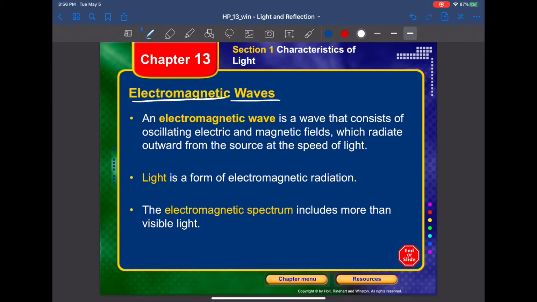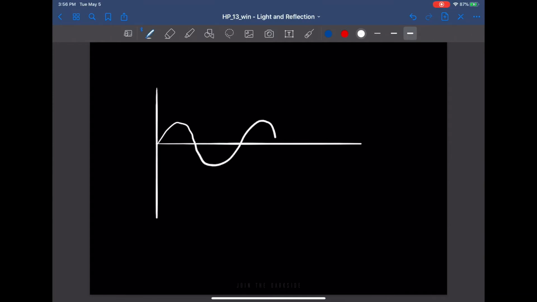Light is a form of electromagnetic radiation. Why is that the case? An electromagnetic wave is a wave that generally consists of oscillating electric and magnetic fields, which then radiate outward from the source at the speed of light. So what does that mean? If you consider a general wave, you can draw it in a simple sense. A wave generally has peaks and troughs, so it's easy to understand a wave.